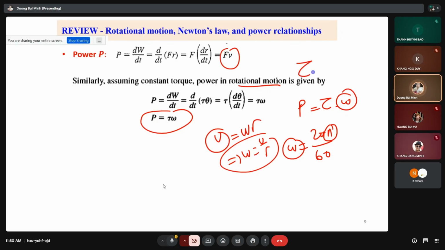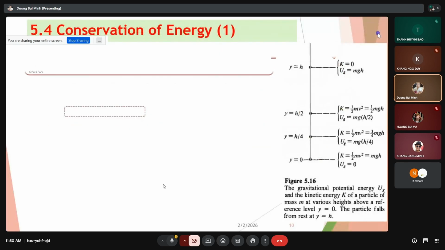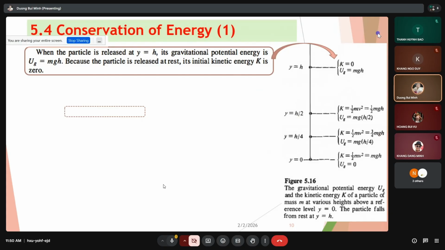And of course, we know how to calculate torque. Torque is P over omega, or torque is F times d, where d is the perpendicular distance. Now, going into details, we talk about energy conservation.